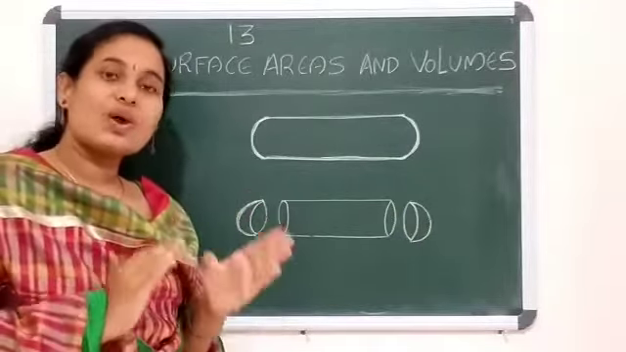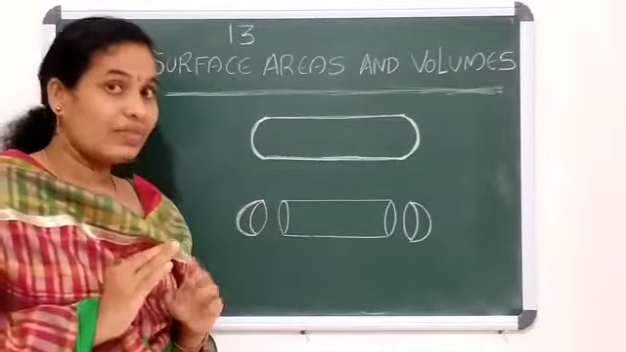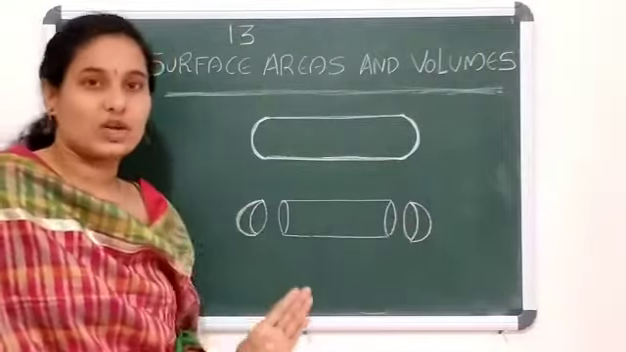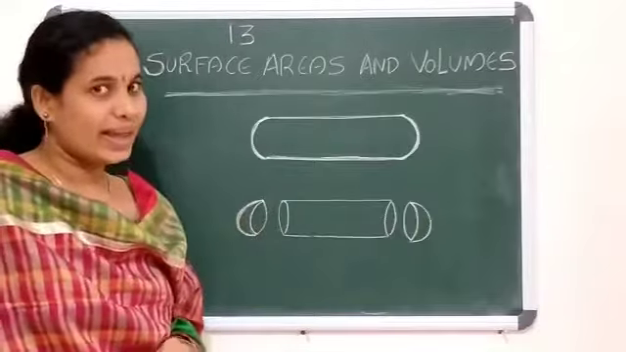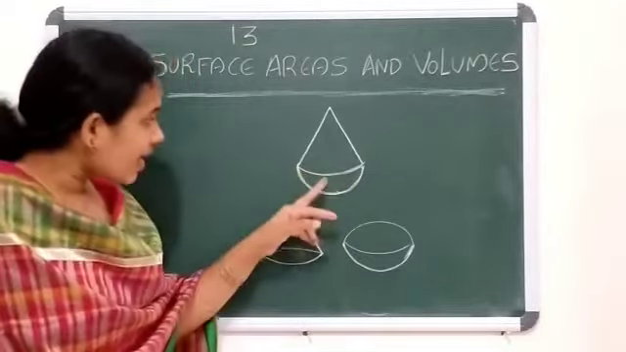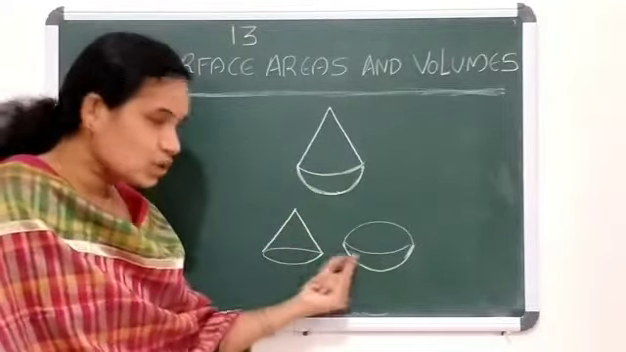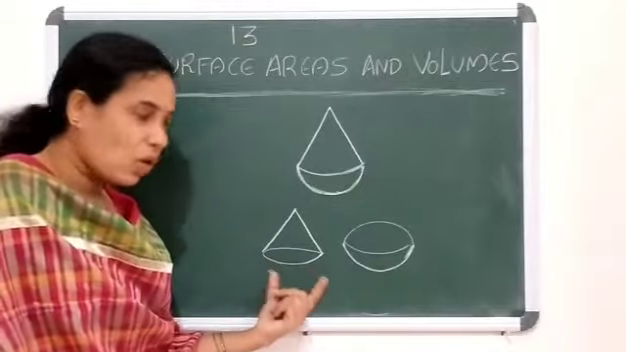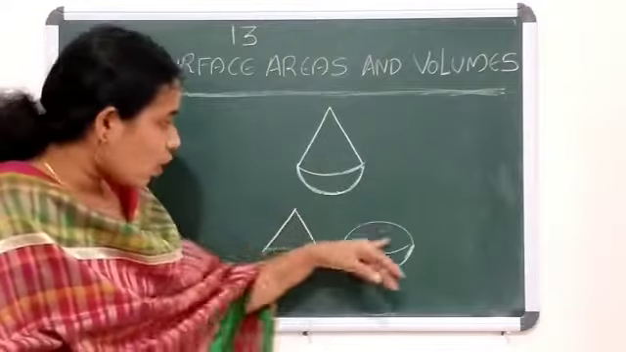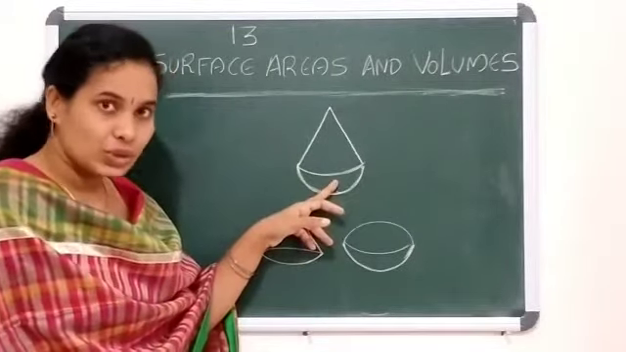That is, if a solid is made up of two or three solid forms, then we find the surface area by adding the surface area of each of the solids. That is the idea. Now consider a new solid here. You can see that this new solid is obtained by just combining these two solids: a cone and a hemisphere. If we combine this cone and the hemisphere, we get this new solid form.